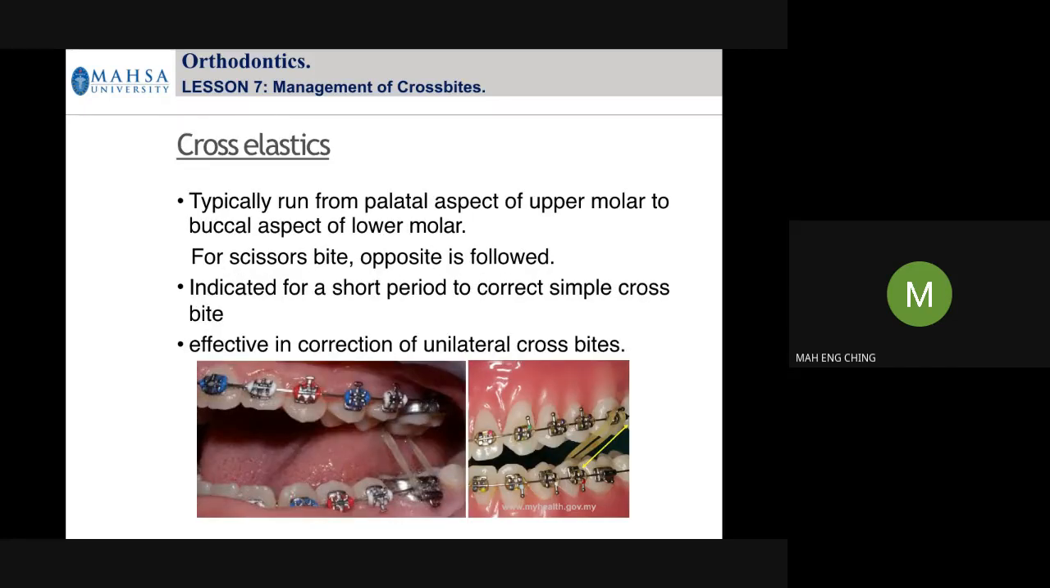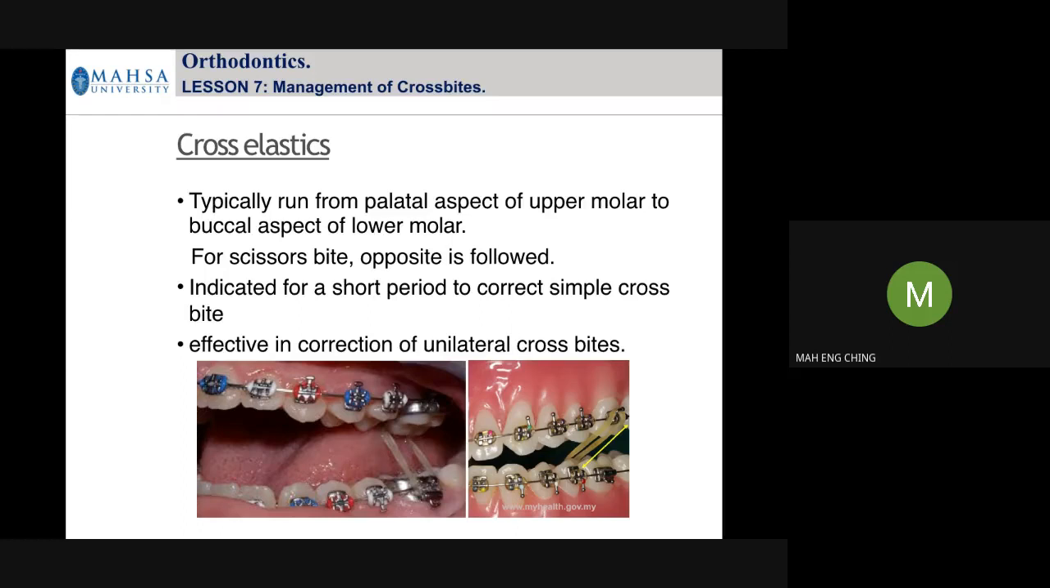Cross elastic typically runs from the palatal aspect of the upper molar to the buccal aspect of the lower molar. For scissor bite, the opposite is applied. So look at these bottom pictures. You can correct the cross bite by attaching the rubber band. We call it cross rubber band, cross elastic, from the lingual side of the upper to the buccal side of the lower. By doing that, we consider it reciprocal pulling. So you can correct the cross bite in the left pictures. In the scissor bite, you can do the opposite.